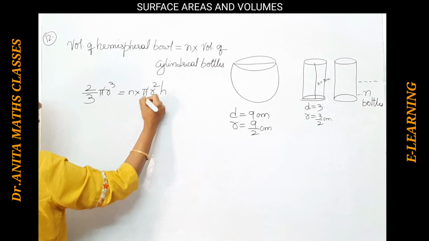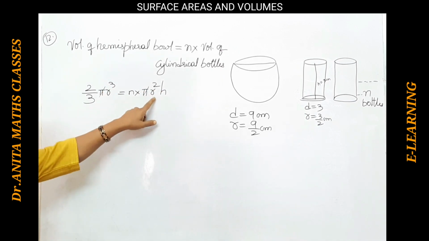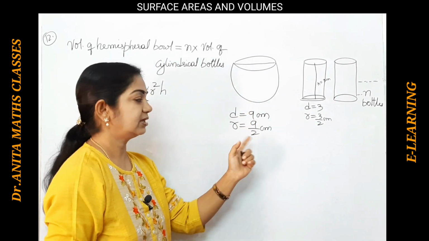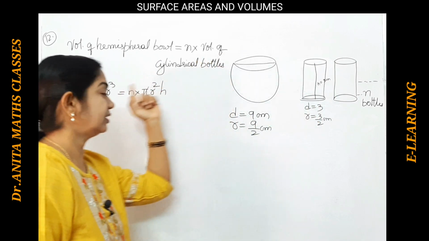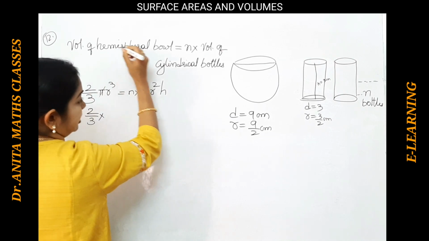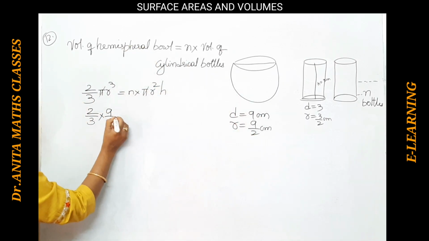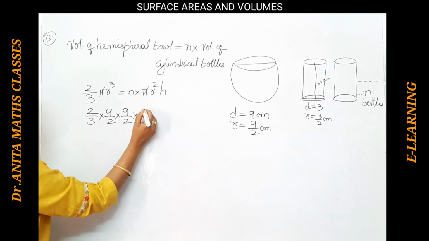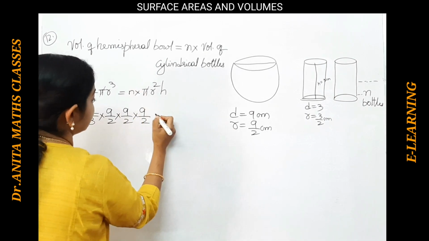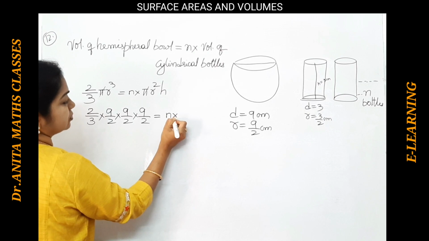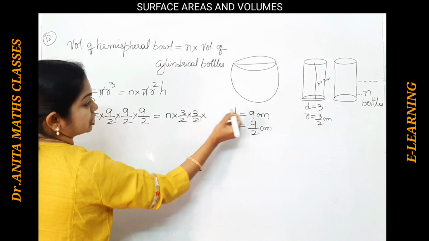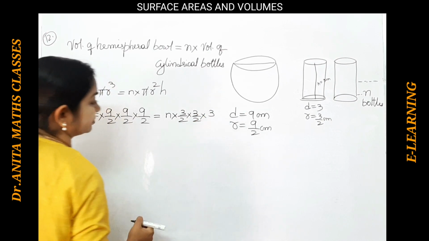Here pi is standard, so we can cancel it off, but we cannot cancel the r, because r cube is the radius of the hemisphere, which is different from r square, the radius of the cylinder. So we will substitute 2 by 3 into r, the radius of the hemisphere, that is 9 by 2 thrice, equals n into r, the radius of the cylinder, 3 by 2 twice, and the h value is 3.